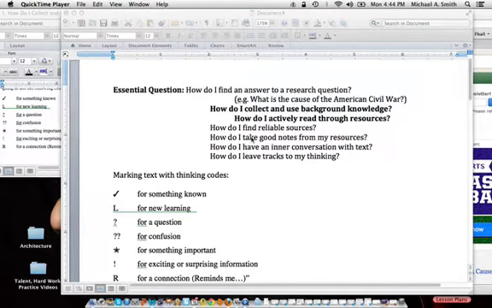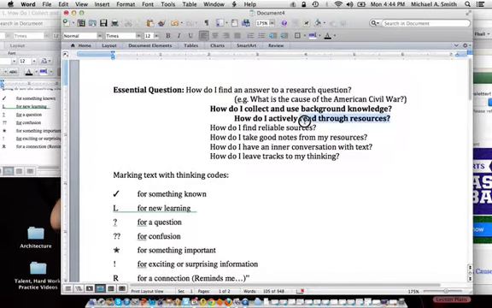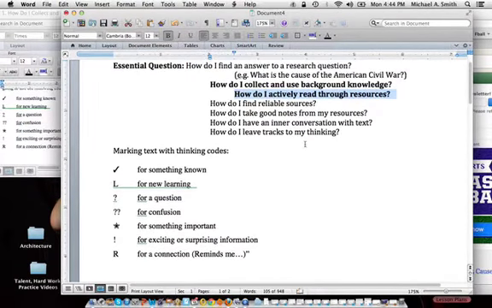For this session, we're going to focus on this question: how do I actively read through resources? And I'm going to give you a tool to do that, and that's called using thinking codes. When you read, you should actively interact with the resource that you're using.